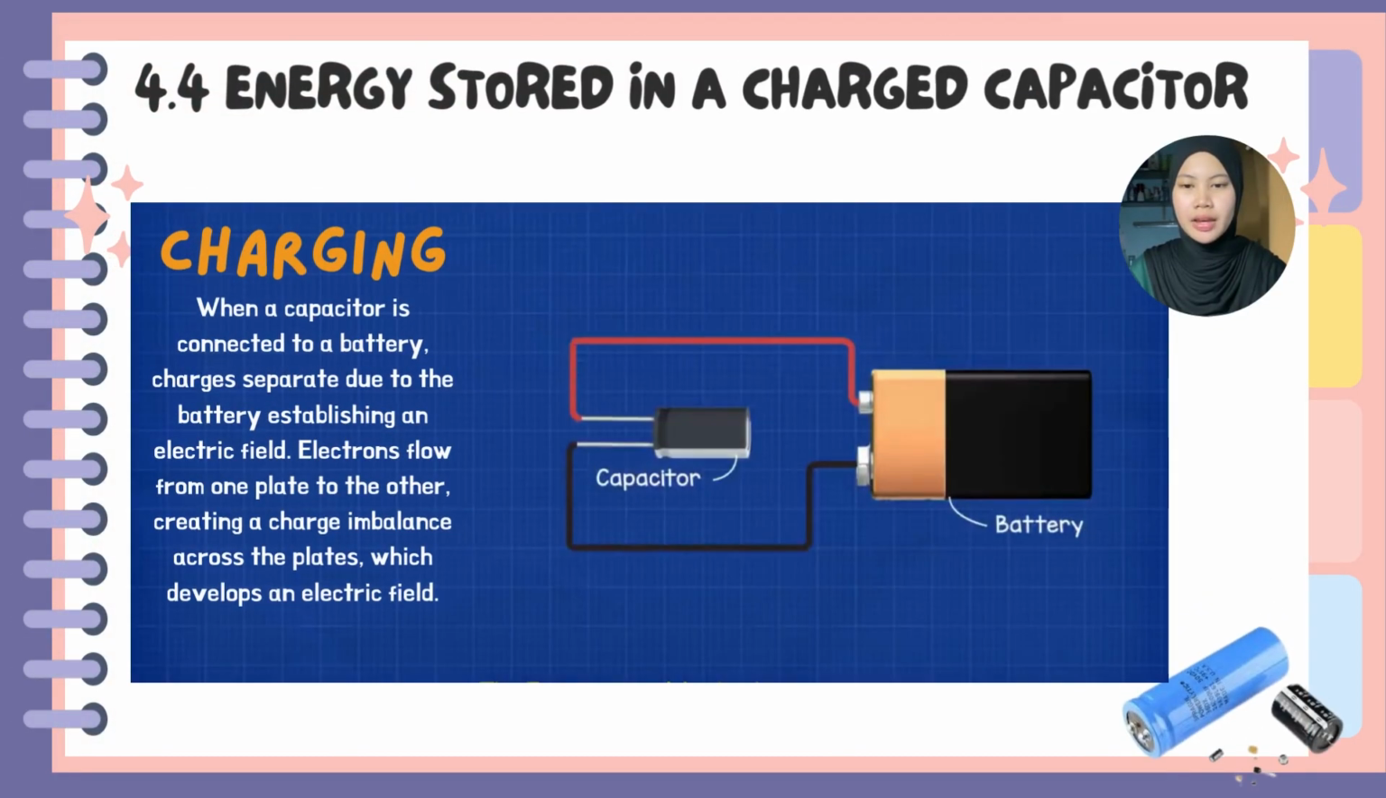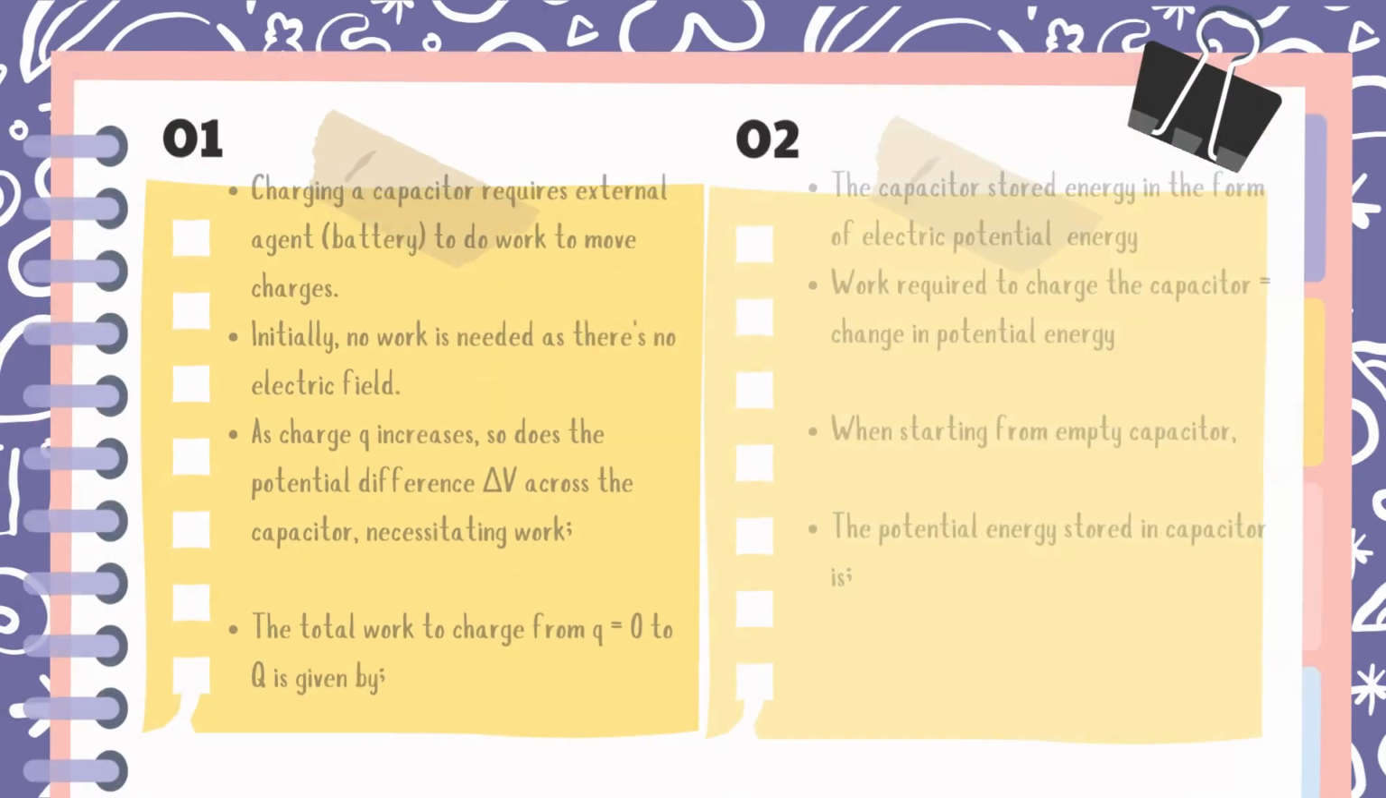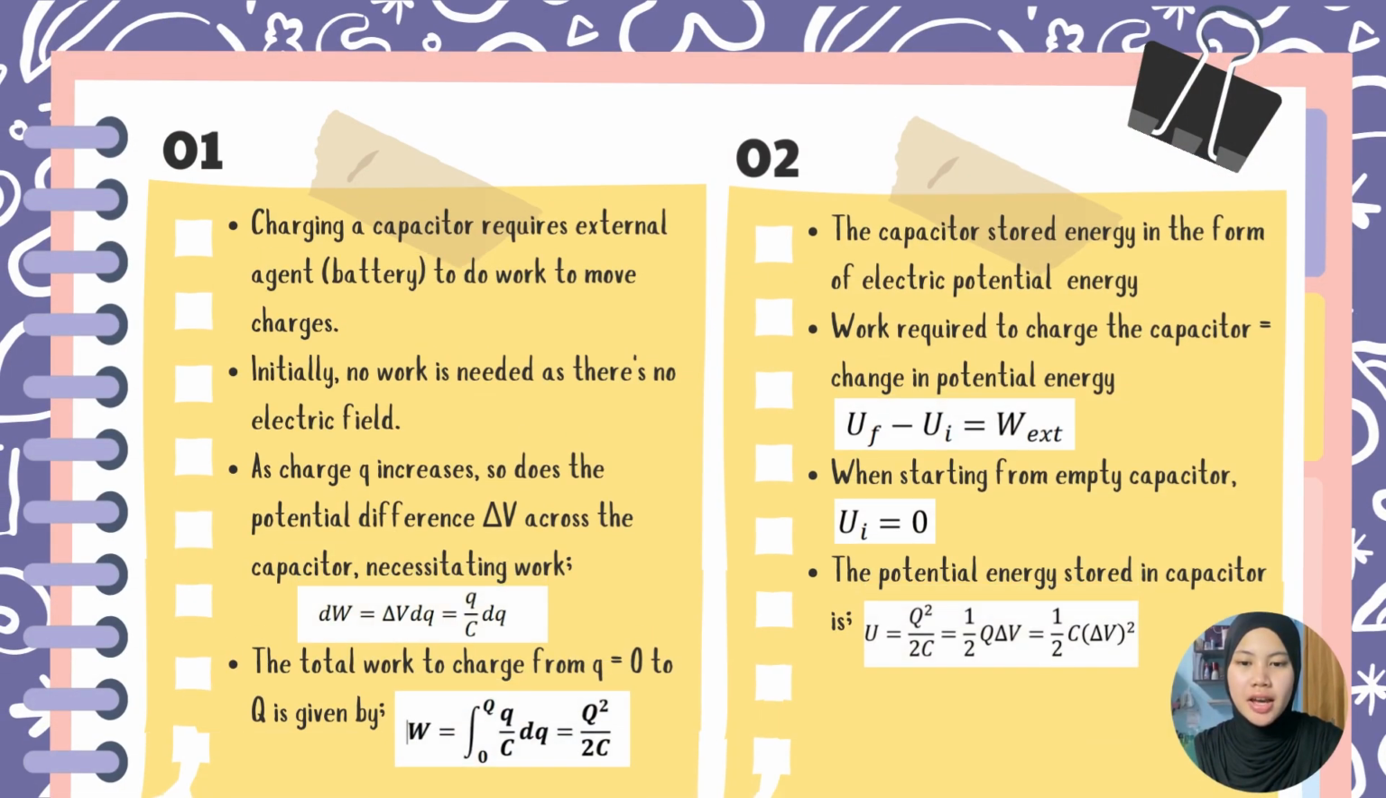First, charging. When a capacitor is connected to a battery, charges separate due to the battery establishing an electric field. Electrons flow from one plate to the other, creating a charge imbalance across the plates, which develops an electric field. Charging a capacitor requires an external agent, which is the battery, to do work to move charges. Initially, no work is needed as there's no electric field.